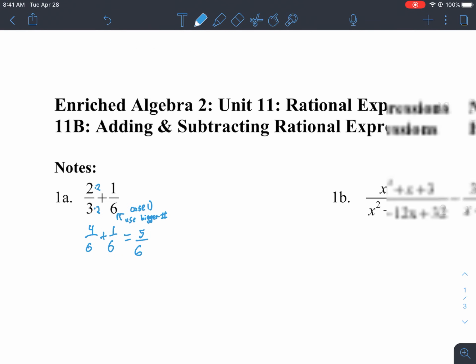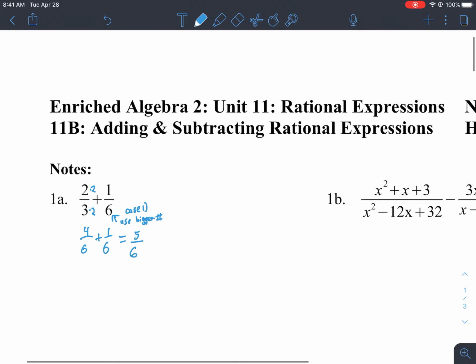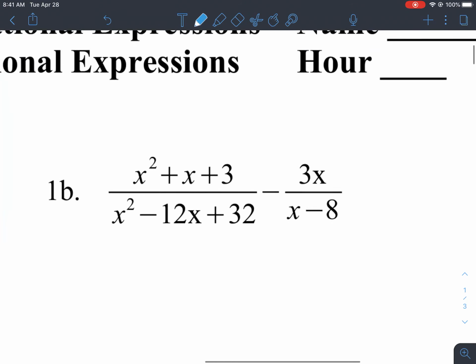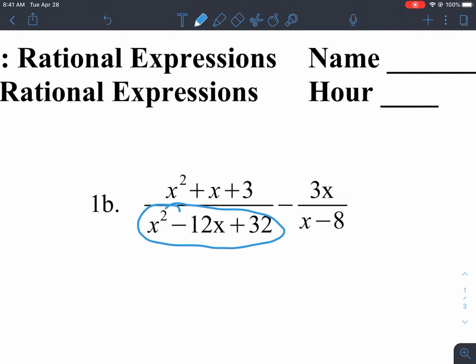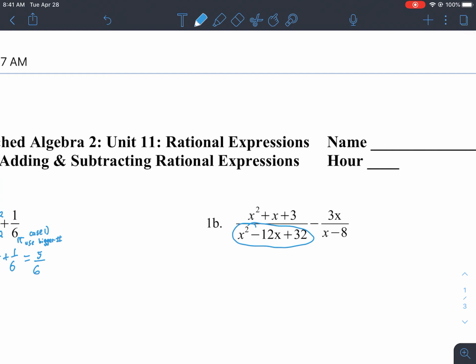Okay, so let's see how that looks with a more interesting situation. Okay, so this is the bigger denominator. So case 1 is we can try to use this one. Let's see how that looks. Okay. We will factor the bottom. It doesn't help to factor the top, and I will explain why later. Let's try to factor the bottom. The bottom factors into x minus 8, x minus 4.